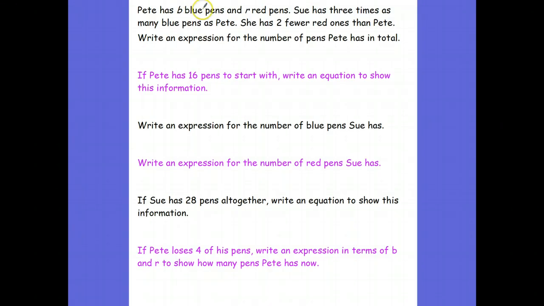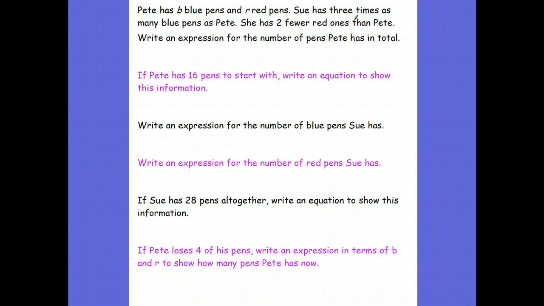Okay, Pete has B blue pens. Now, once again, we don't know how many pens Pete actually has, so we'll use the variable B to stand for the number of pens. And he also has R red pens. Once again, we don't know exactly how many red pens he has, so we need to use a different variable for the number of red pens. Sue has 3 times as many blue pens as Pete and 2 fewer red pens than Pete.